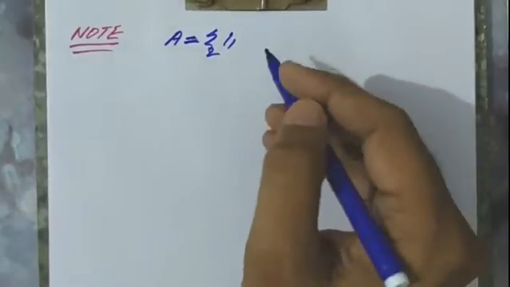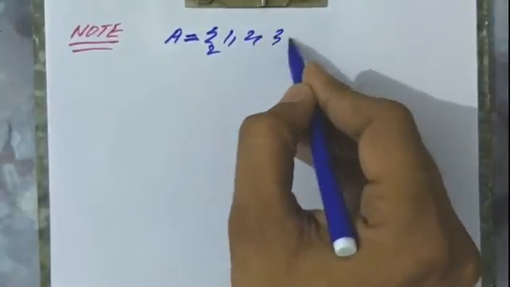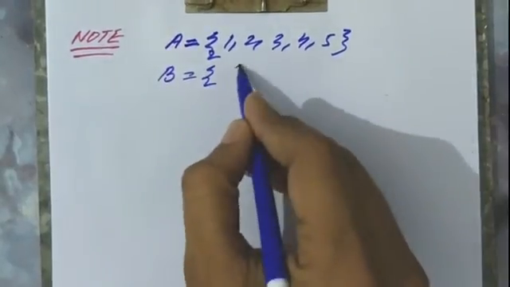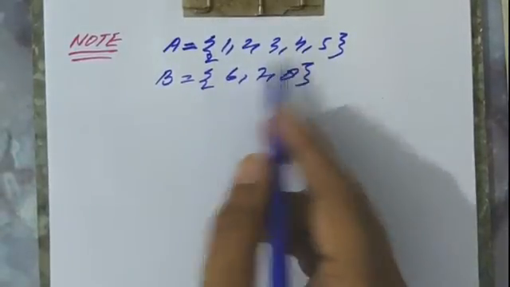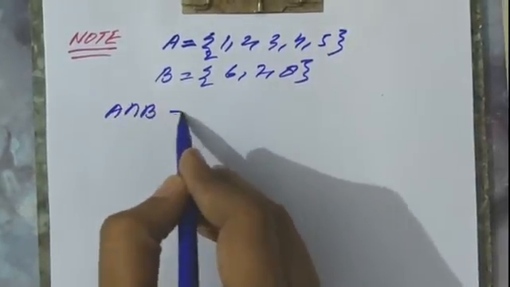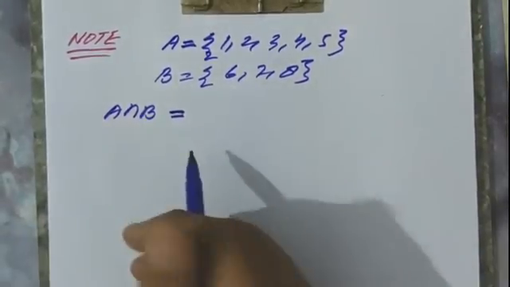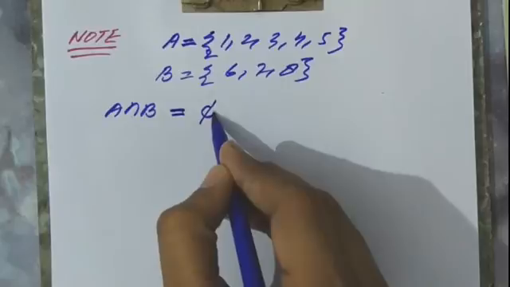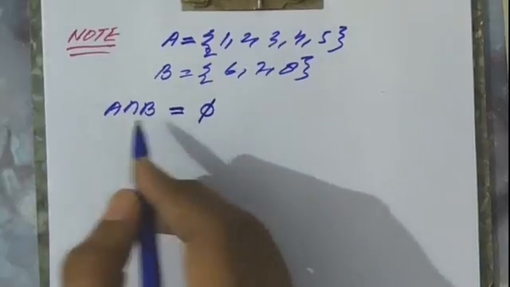Now suppose there are two sets which have no element in common. Say the set A is the set of 1, 2, 3, 4, 5, and B is the set of 6, 7, 8. So you see there is nothing common between them. So in this case, if we write A intersection B, no element may be taken because no element is common between them. So in this case, A intersection B is written as phi, that is the null set. So if two sets have no element in common, their intersection is phi.